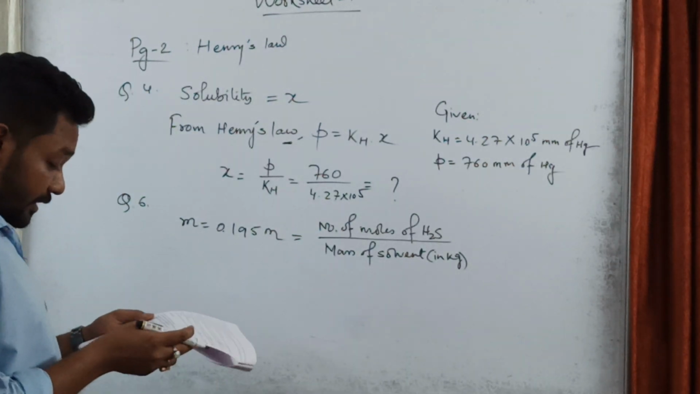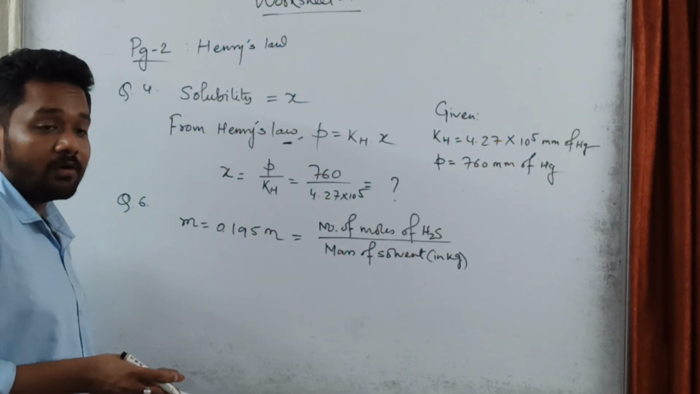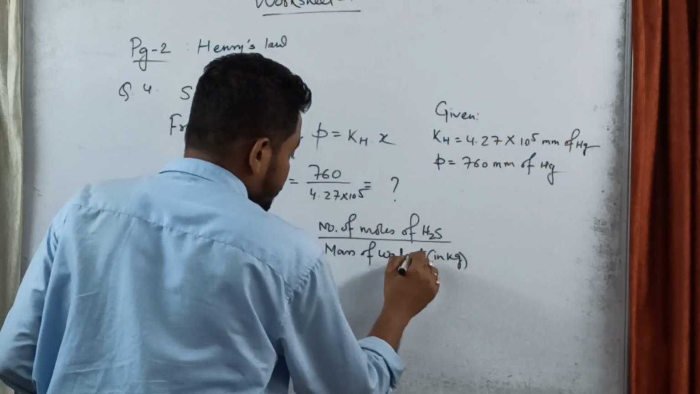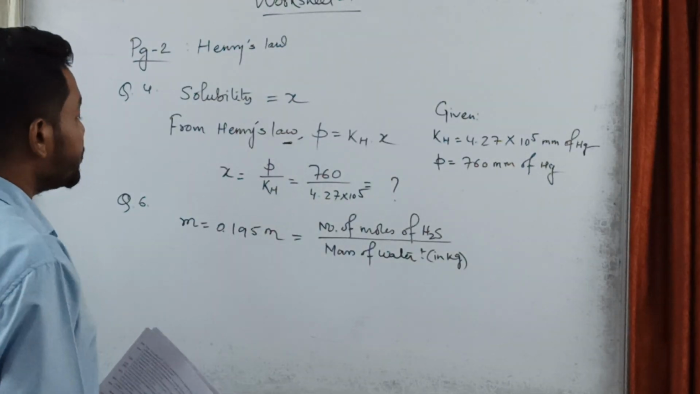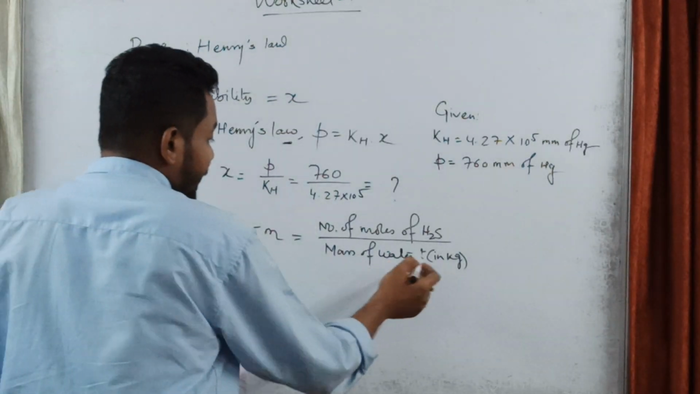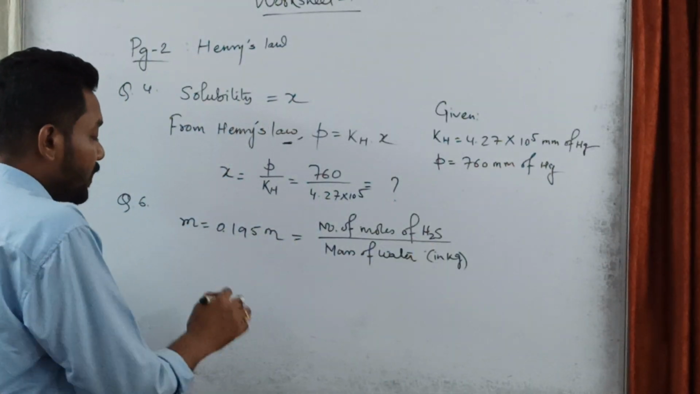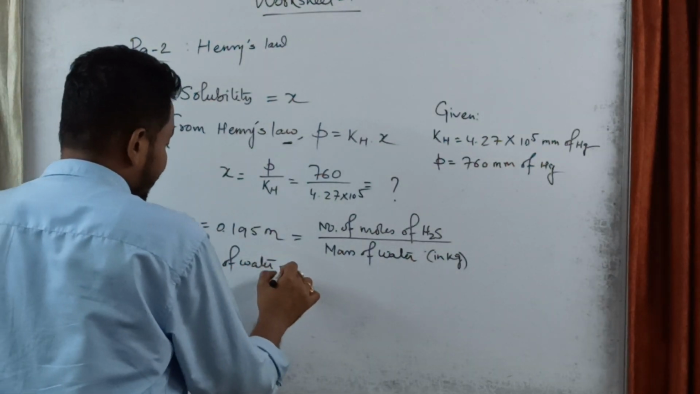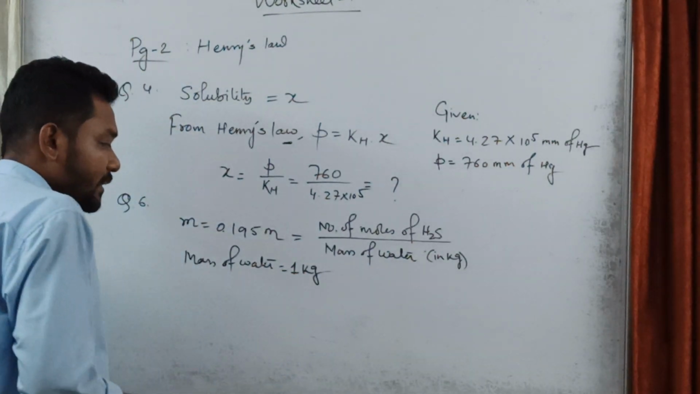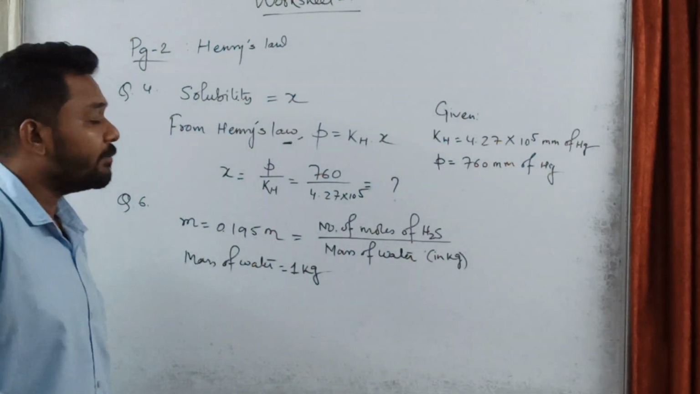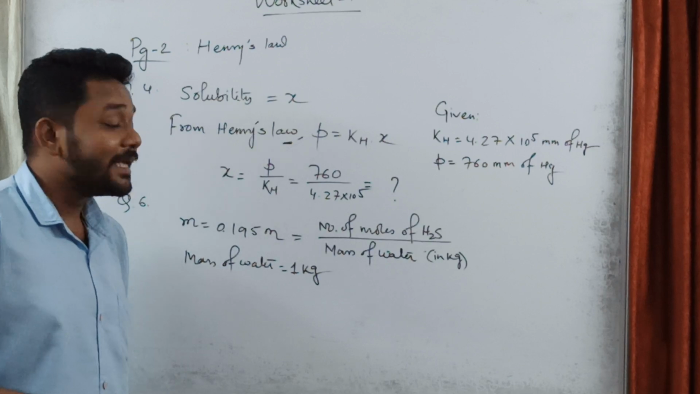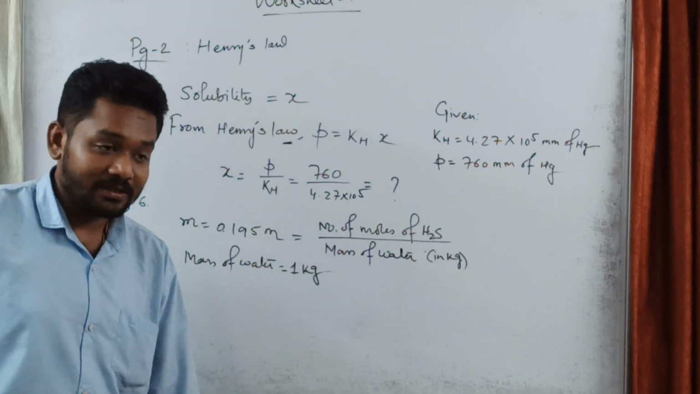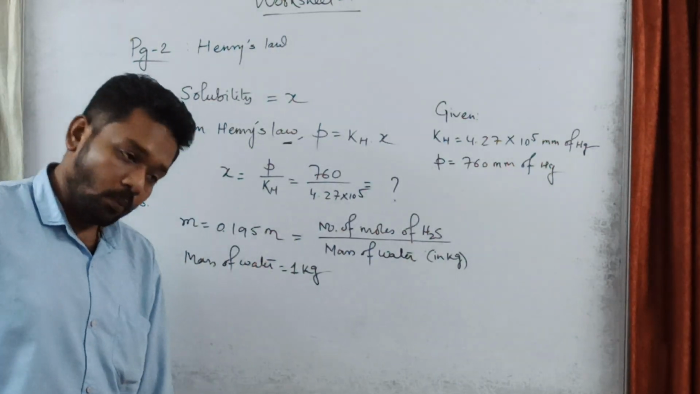The formula of molality is the number of moles of H2S divided by mass of solvent. Now in your question it is written H2S in water. So what will be the solvent here? Water. So simply write the mass of water. Suppose you consider the mass of water is 1 kg. Why do you consider the mass of water as 1 kg? Because the definition of molality is number of moles per 1 kg of solvent. That means in your definition you are considering the mass of solvent as 1 kg, so you need to consider the mass of water as 1 kg.